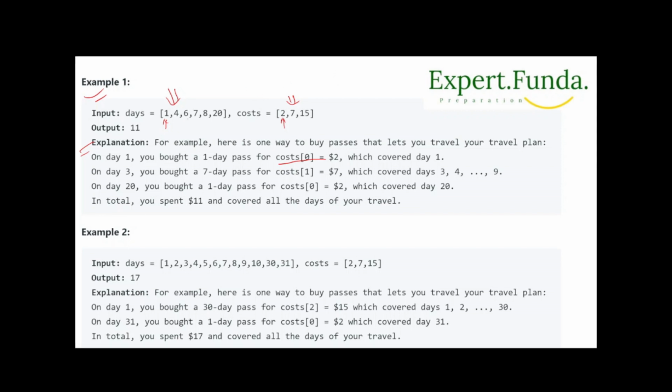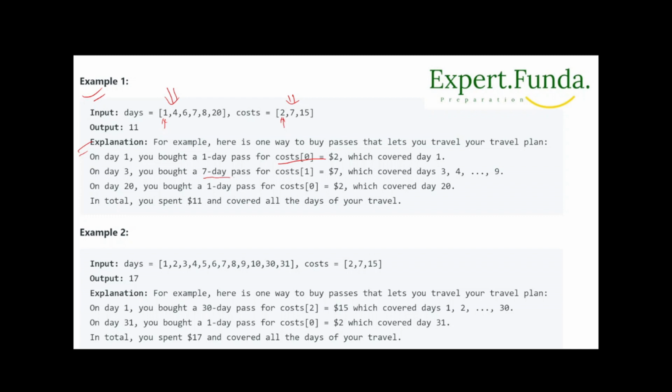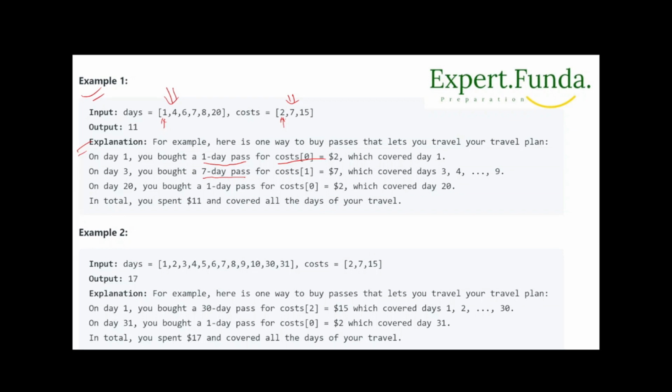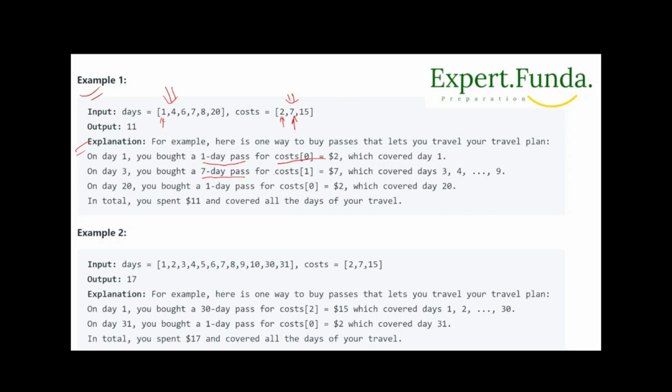Next, the passes are 1 day, 7 days and 30 days. Next on day 3 you bought a 7 day pass. The 1 day pass costs $2 and the 7 day pass costs $7, because here you can see after 2 there is a 7. So on day 3 we have to buy the 7 day pass, and it will cost this much.